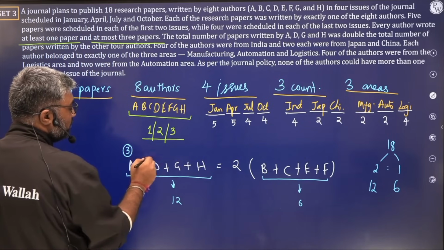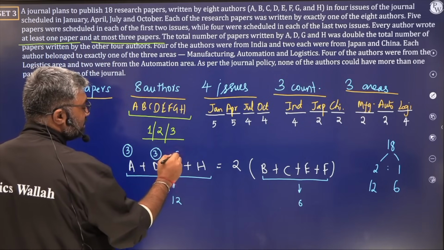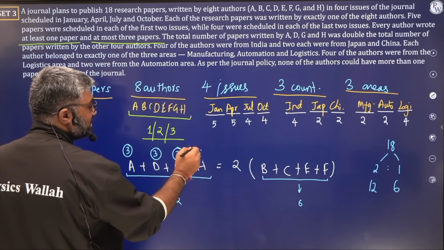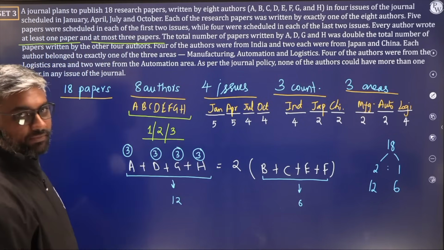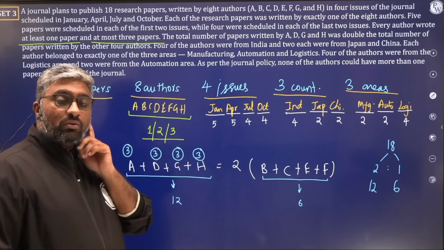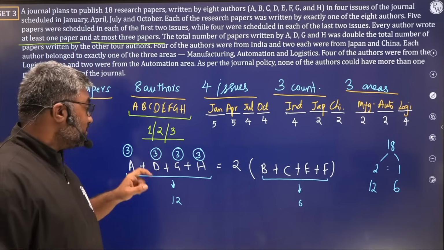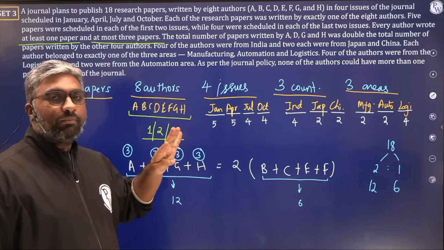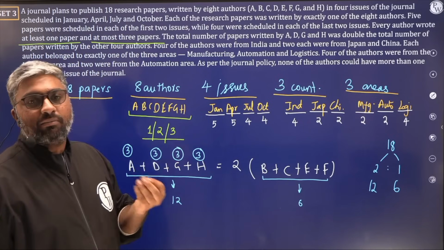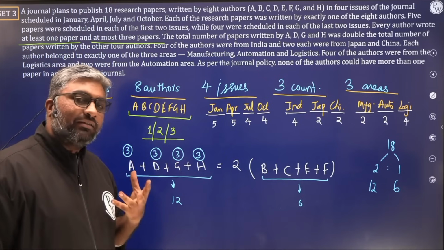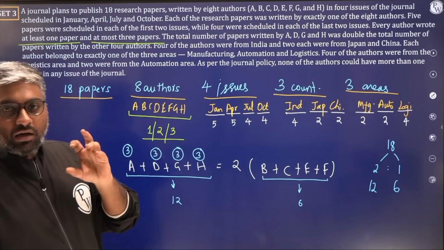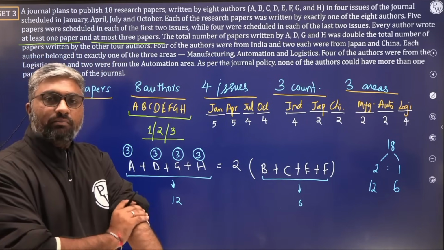So what do we know? We know that A, D, G, and H submitted 3 papers each. Now this is going to be a very good thing to start with. Why? Because now we at least know for 4 people how many papers they'll be submitting. That makes it so much simpler with the distribution of the papers and the issues.